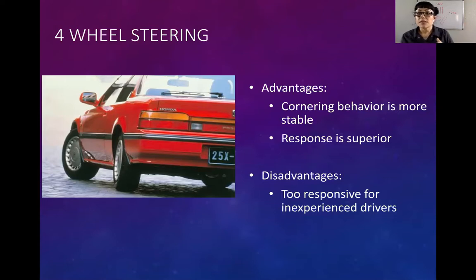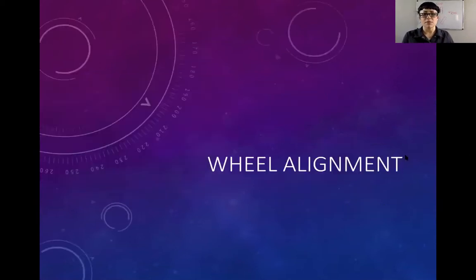Newer designs are coming on sportier type vehicles. Again, if you're buying a sportier type vehicle, the chances of you being a super inexperienced driver are low. Those are the type of vehicles that you'll generally see four-wheel steering on. Let's get into alignment.